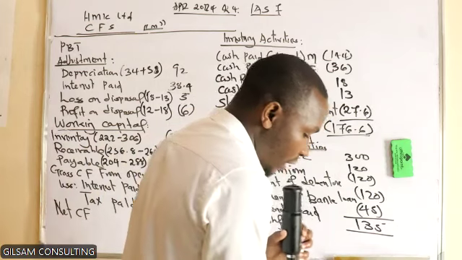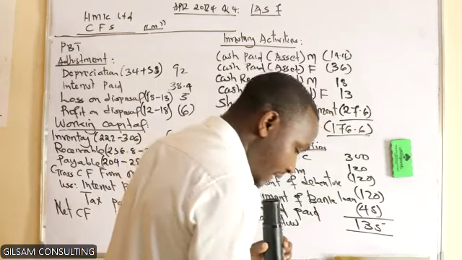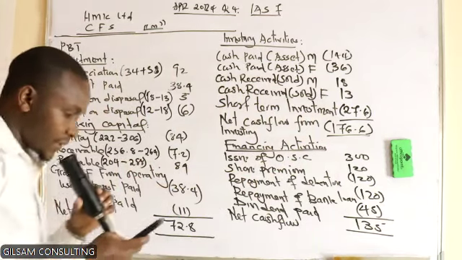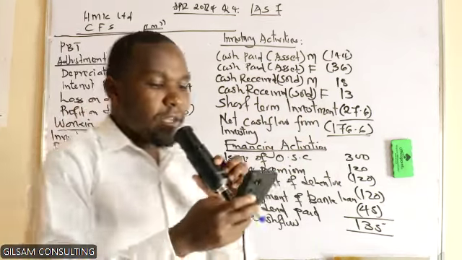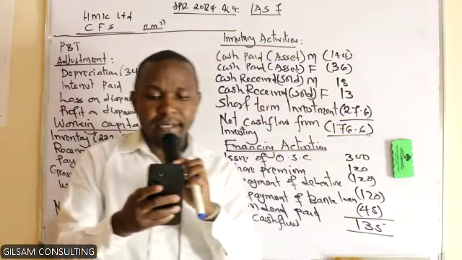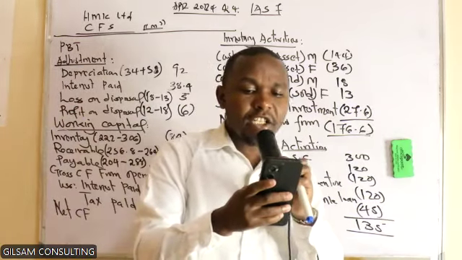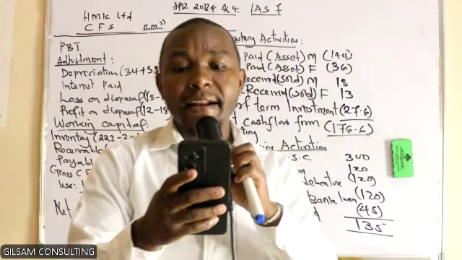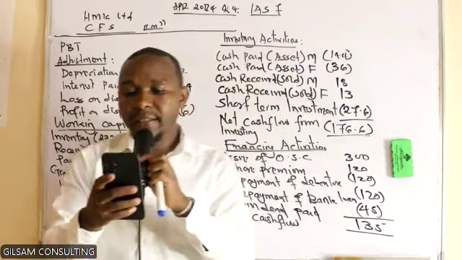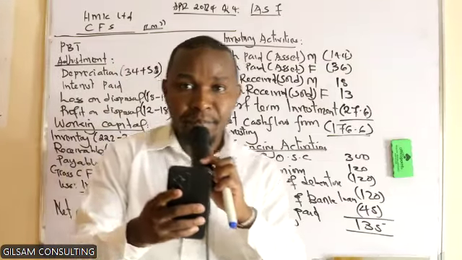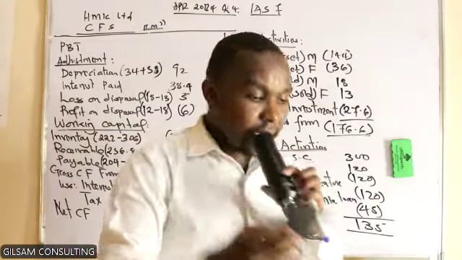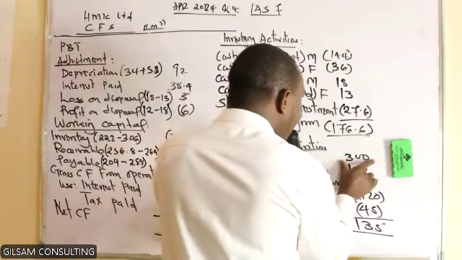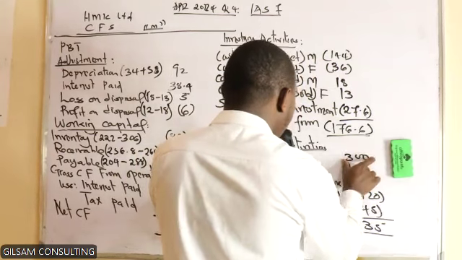So go back to the equities and liabilities. You will be able to find out these financial activities. If we go to the equity and liabilities, the first one, equity, look at the ordinary share capital. In 2022, we had 600 million, and in 2023, we have 900 million. So the difference is 300 million, which is the cash inflow.